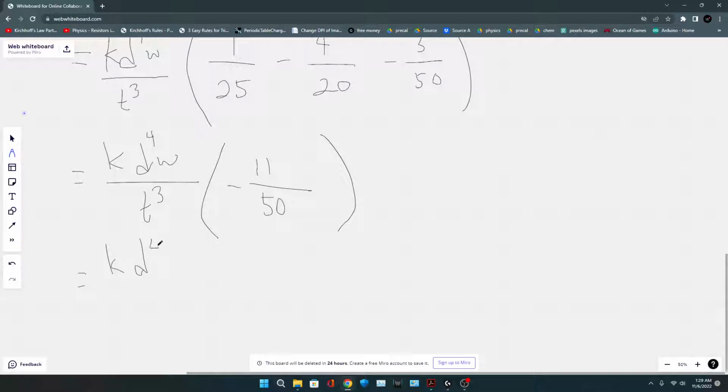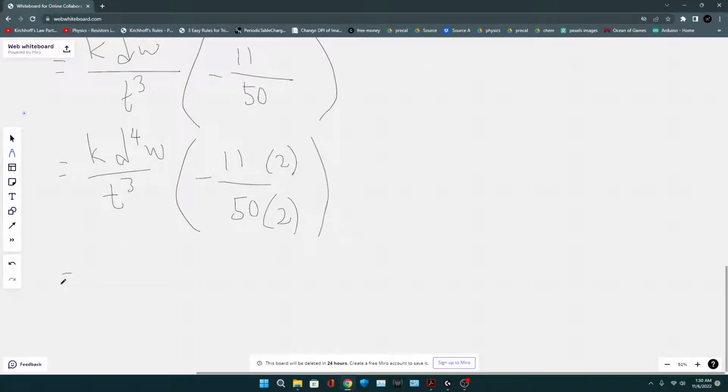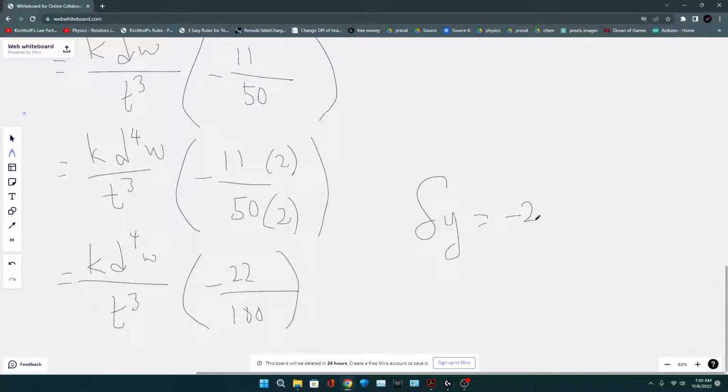Dia nak dalam percentage, ingat. Ni salin balik unknown ni. Salin balik, okay. Dia nak dalam percentage. So maknanya kita kena tukar pada persen. So 50 kan. 50 berapa nak jadikan dia 100. So dah ada 2. So ni pun dah ada 2. Kita jadikan dia 100. Okay, KD to the power of 4 W over T cube dapat negatif 22/100. So sebab itulah kita cakap yang the rate of change of Y is negative 22%.